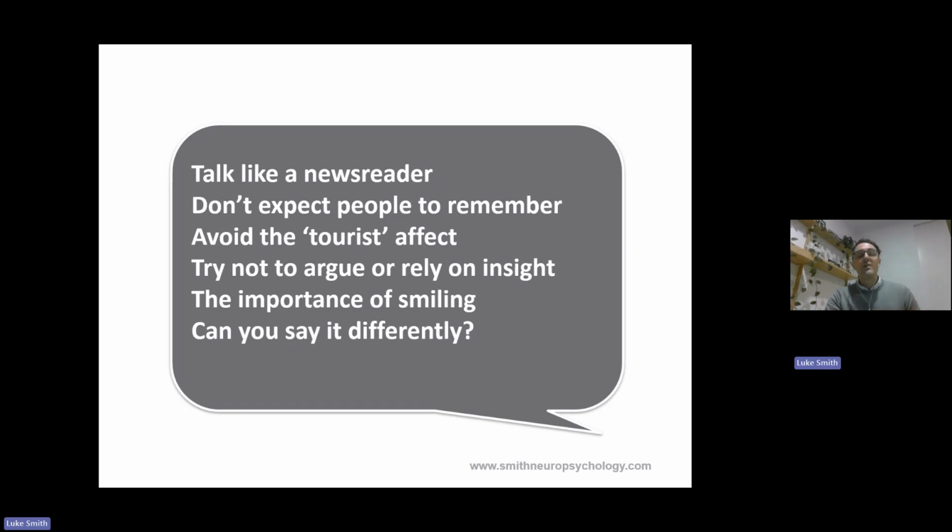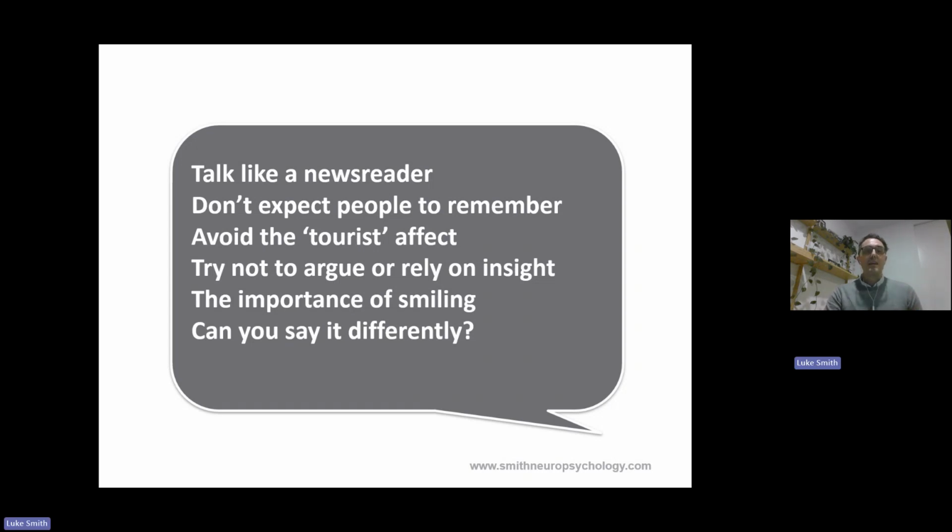Try not to argue or rely on their insight. Again, this is this area of executive functioning. People might have trouble seeing your point of view, using the logic that you're using, or they may not have insight into what you're talking about. And the more you try to argue with them, the more you try to rely on their insight, again, it just causes more hurt for everybody.